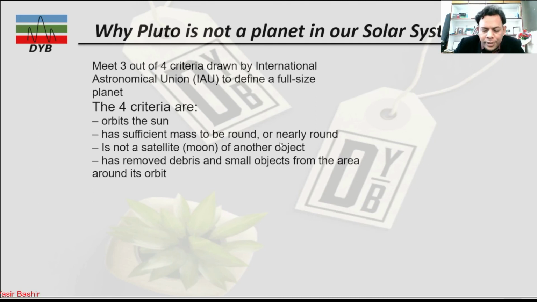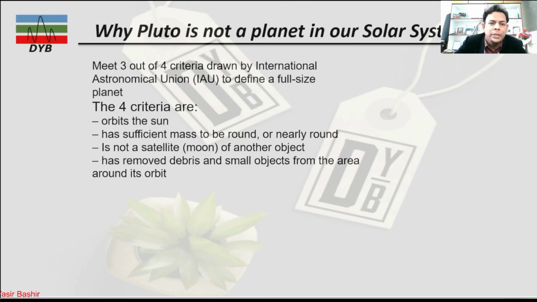So now the question arises: why was Pluto not considered a planet of the solar system? Because Pluto meets 3 out of 4 criteria given by the International Astronomical Union to define a full-size planet. So what are those 4 criteria? The first criterion is that it should orbit the Sun and have sufficient mass to be rounded or nearly rounded.